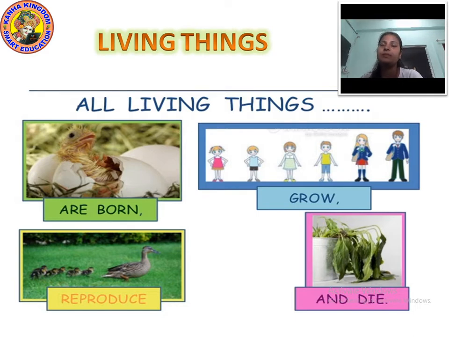Okay. Now how do living things grow? Like first we are a small child, then we grow, we become a teenager and we become old. Right? How? Because we are living things. We can grow. Okay.